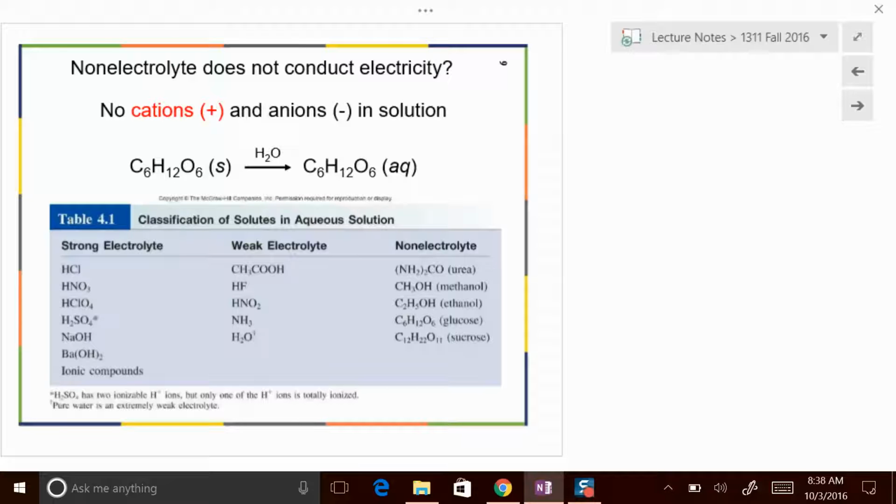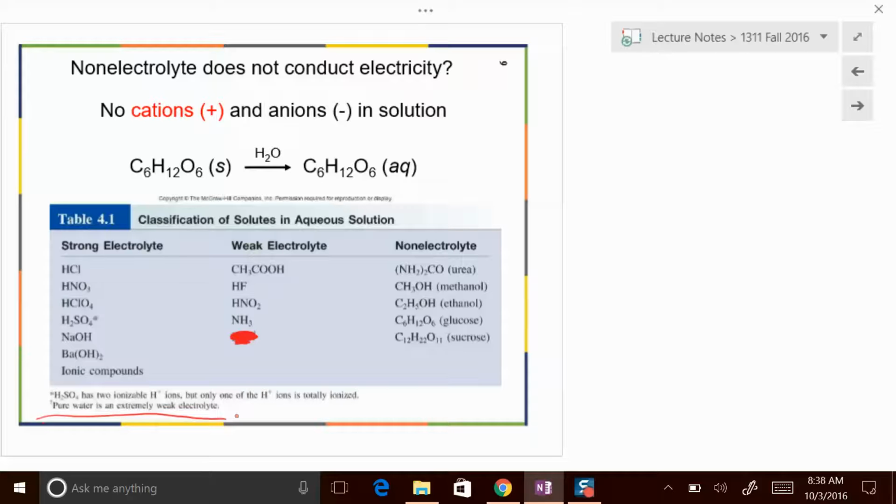Weak electrolytes: acetic acid, hydrofluoric acid, nitrous acid, ammonia. Okay, don't even worry about that one. Don't let that confuse you. You see that little symbol that they put there? You can't really see it down here. Pure water is an extremely weak electrolyte, they're saying. Just don't even consider it to be an electrolyte at all. They're saying you can kind of conduct electricity through it. Essentially, you cannot.